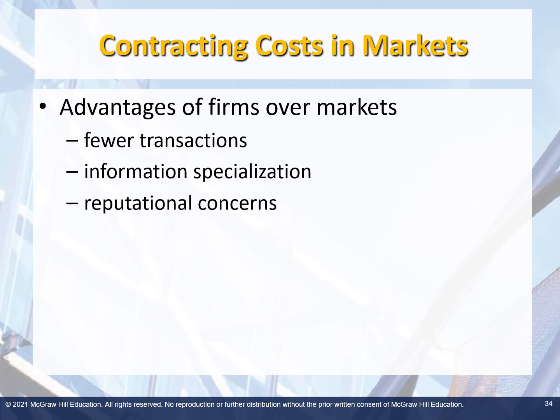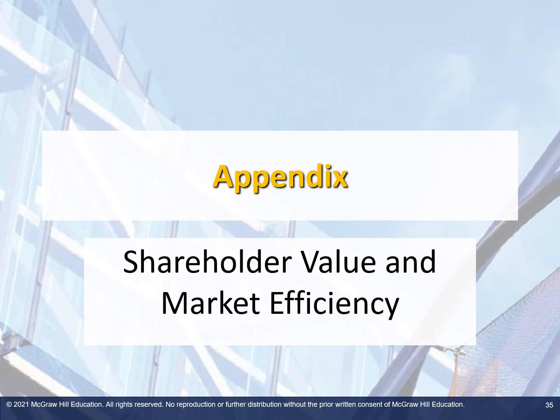Firms have advantages over markets in terms of fewer transactions, information specialization, and reputational concerns. These advantages help firms operate more efficiently and effectively. In the construction industry, firms like Bechtel manage large-scale projects by specializing in contracting and reducing transaction costs. Their reputation for quality and reliability allows them to secure contracts and complete projects more efficiently.